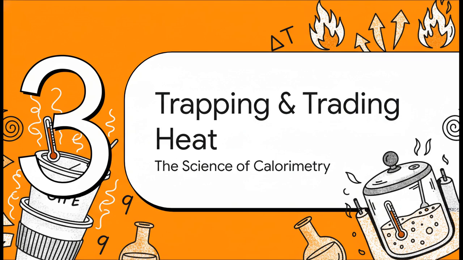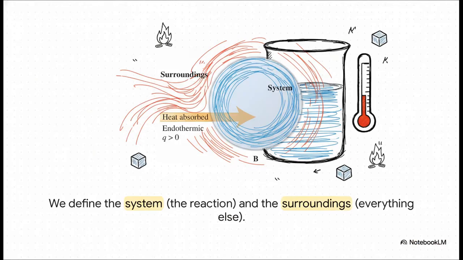So doing the math on paper is one thing. But how do scientists actually measure this in the real world? Well, that's where calorimetry comes in. It's the science of trapping and trading heat. The first step in any calorimetry experiment is to draw a line in the sand. We define our system, that's the chemical reaction we're actually interested in.